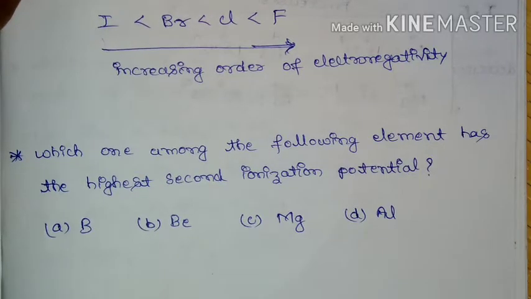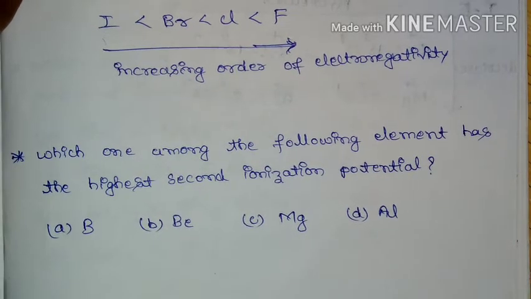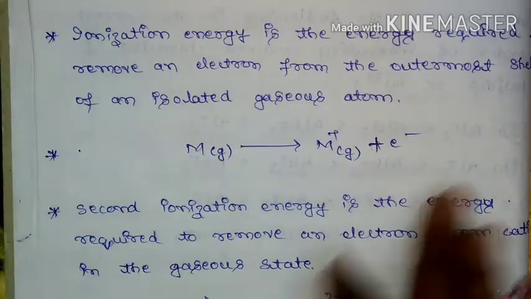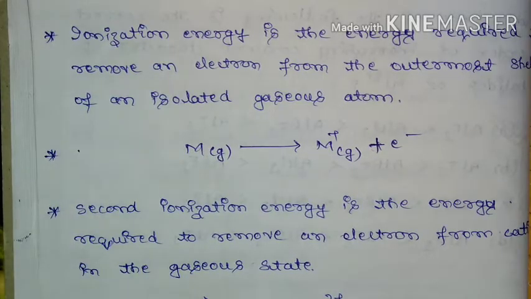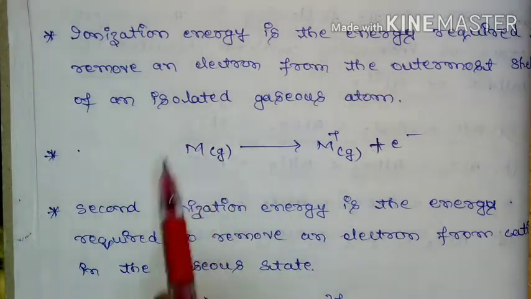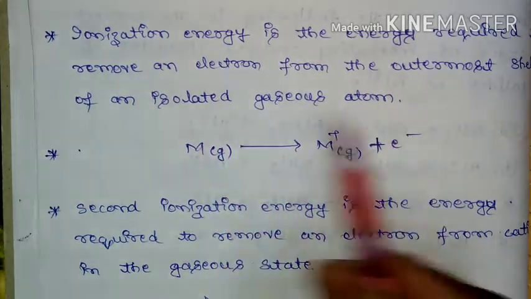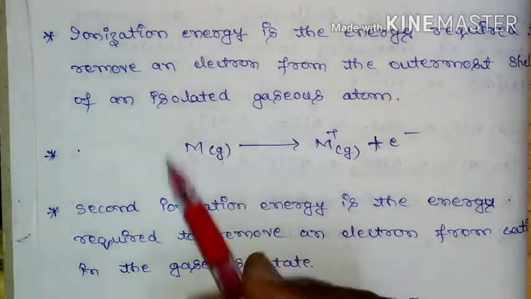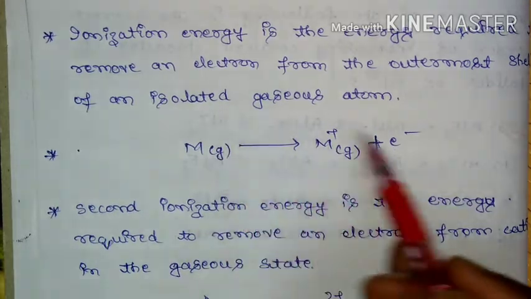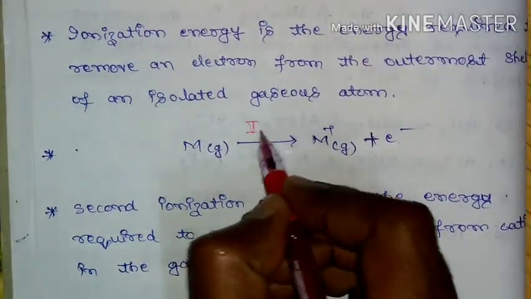Which one among the following elements has the highest second ionization potential? So here are the 4 elements, and we need to decide which one is having the highest second ionization potential. As we know, ionization energy is the energy required to remove an electron from the outermost shell of an isolated gaseous atom. So if we consider this is the isolated gaseous atom, the amount of energy required to remove one of the electrons from the outermost shell of this isolated gaseous atom will be known as ionization energy.